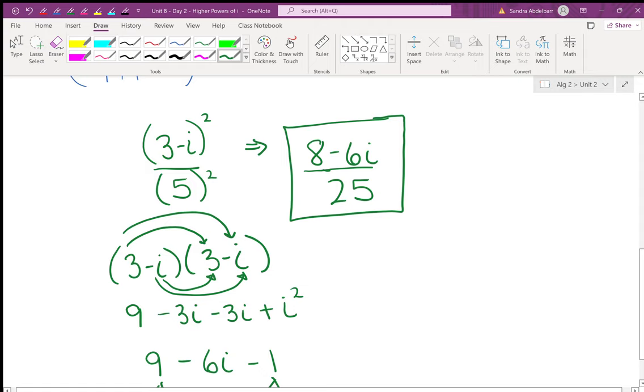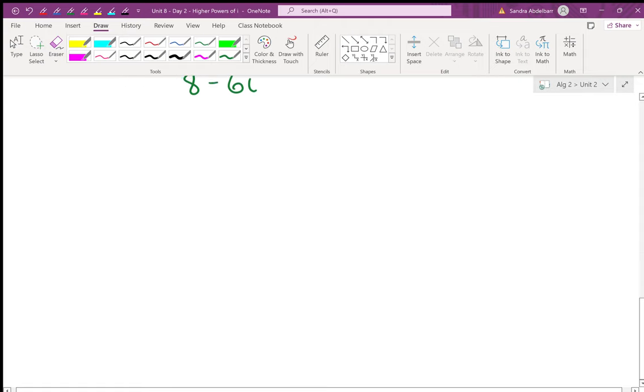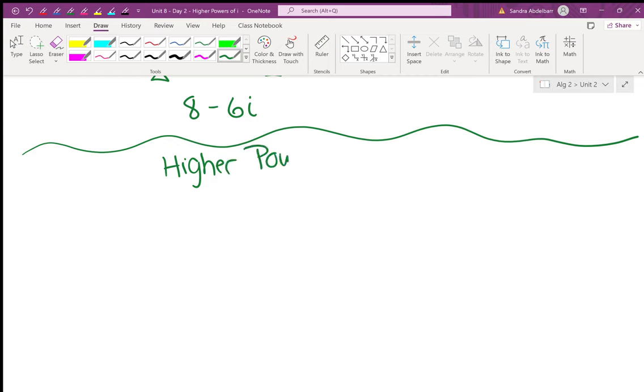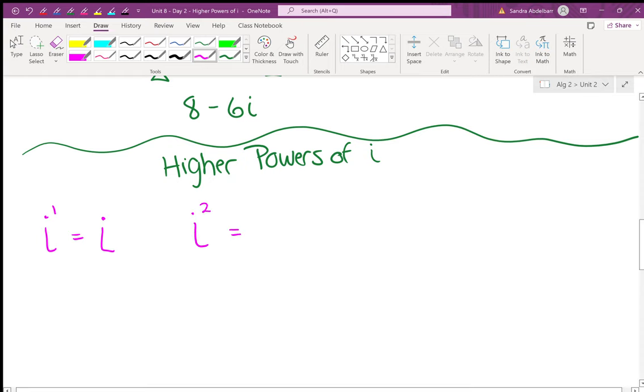All right, we ready for today's lesson? So yesterday, we spoke about i raised to different exponents. So let's just recap what we spoke about yesterday. i to the first power is just i. What about i to the second power? What did we say that was? Negative 1.